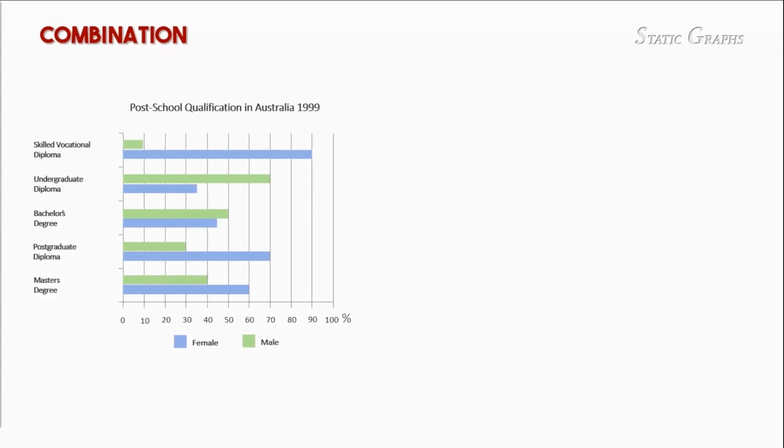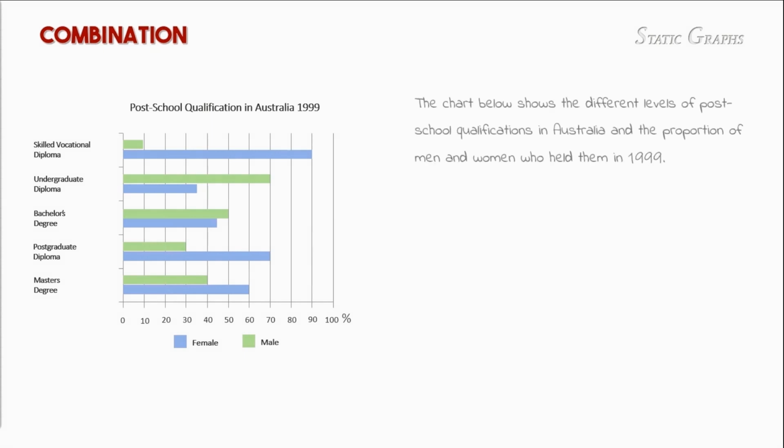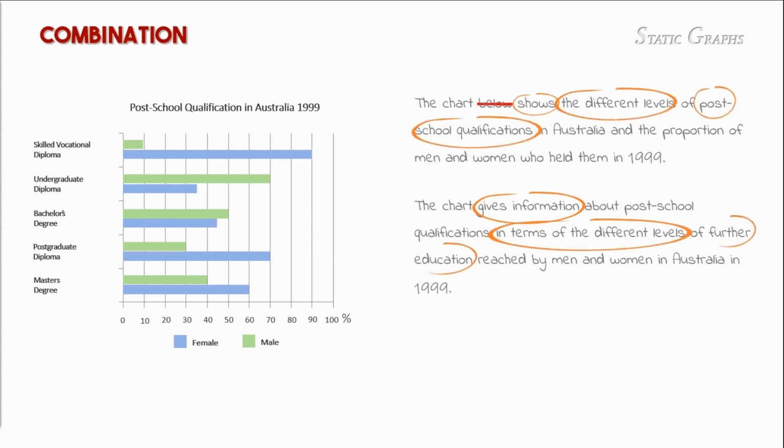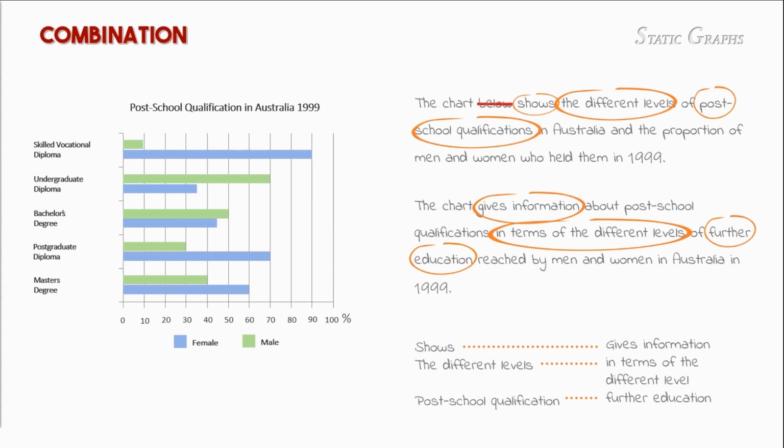This is also an example of combining the earlier strategies. The chart below shows the different levels of post-school qualifications in Australia and the proportion of men and women who held them in 1999. The chart gives information about post-school qualifications in terms of the different levels of further education reached by men and women in Australia in 1999. This example is a combination of all the 3 ways of paraphrasing. You can use any of these strategies. You will be awarded 9 in your task achievement if you can successfully paraphrase.